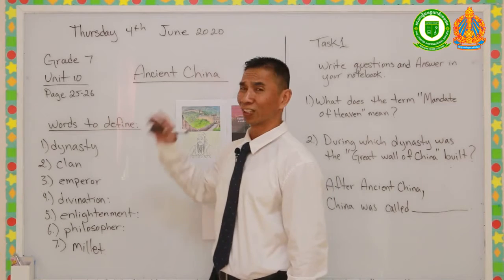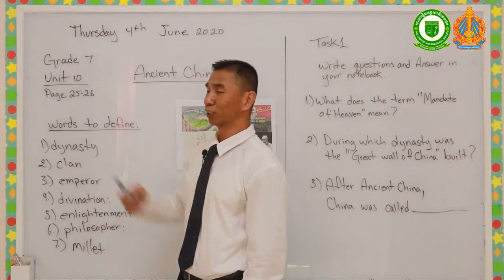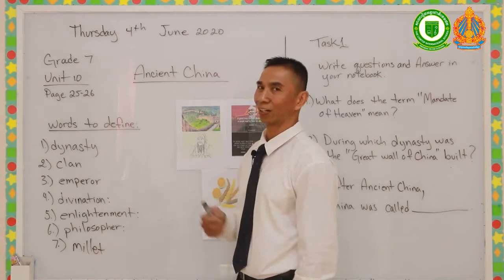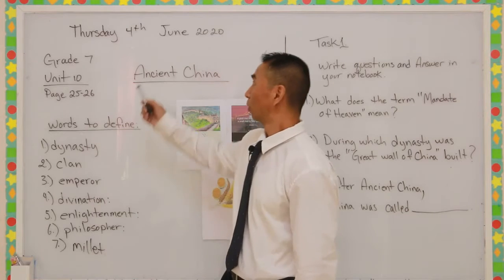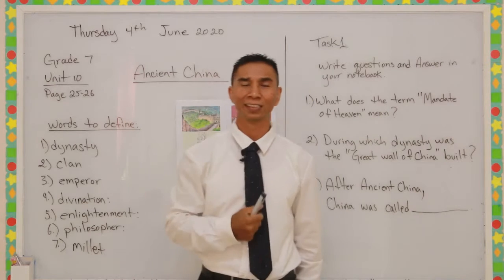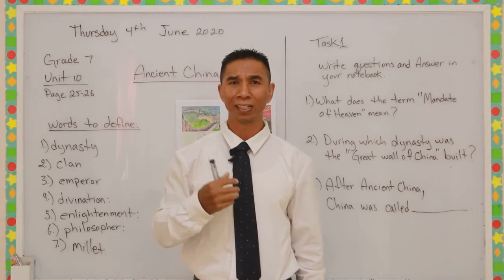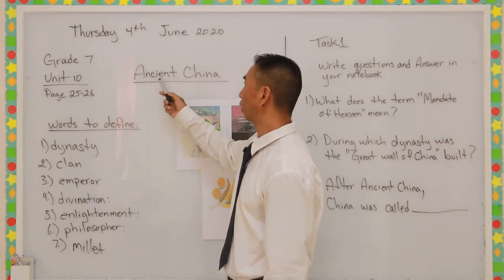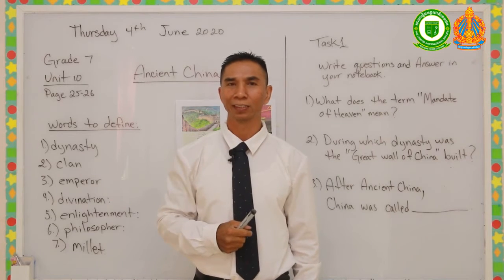Well, today we're going to continue our lessons on Unit 10. Unit 10 is on pages 25 and 26, and the title is Ancient China. What does ancient China mean? Or the word ancient, what is ancient? If you say ancient means old, very old, you are correct. So today we're going to talk about old China, where China was about 2,000 or 3,000 years ago.